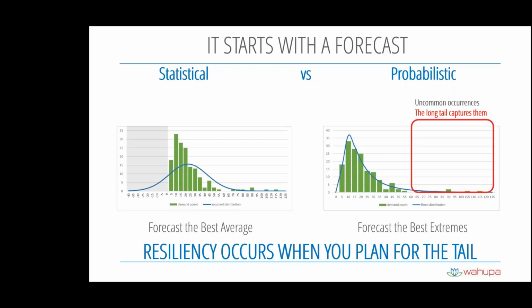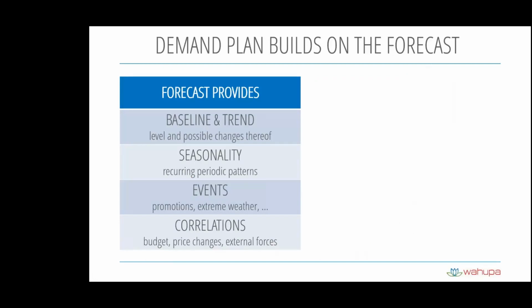But if we want to capture the truly once in 100-year type of event, we really need more than 100 years worth of data, whether that's a major earthquake or a pandemic, right? So that's a big caveat. So the distributions based on the historic data in the forecast can only take you so far, cannot take you there all the way. So the demand plan then builds on that forecast.